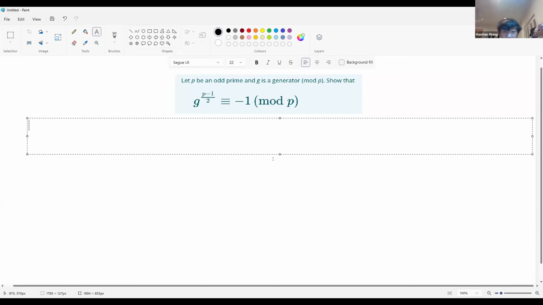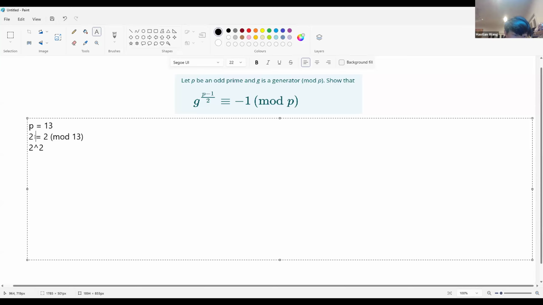Okay, so anyways, to give you a better understanding of generators, I will give an example. Let's say P equals 13. So 2 to the 1 is congruent to 2 mod 13. 2 squared is congruent to 4. 2 cubed is congruent to 8. 2 to the fourth is 16, which is 3.